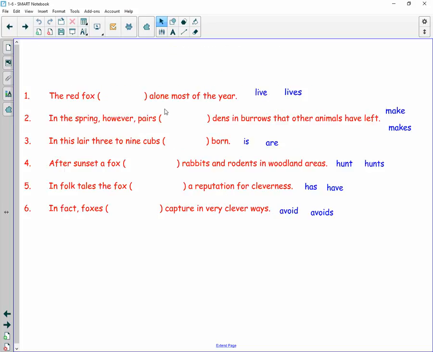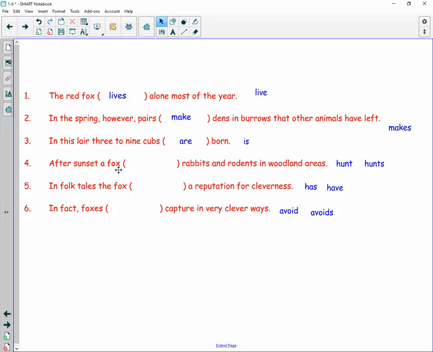So, the red fox lives alone most of the year. A rule that generally works almost all of the time is, if your subject does not have an S, then your verb does. If your subject has an S, your verb doesn't. So, fox lives. In the spring, pears make dens in burrows that other animals have left. Pears has an S, so your verb doesn't. In this litter, three to nine cubs has an S, so your verb doesn't: are born.